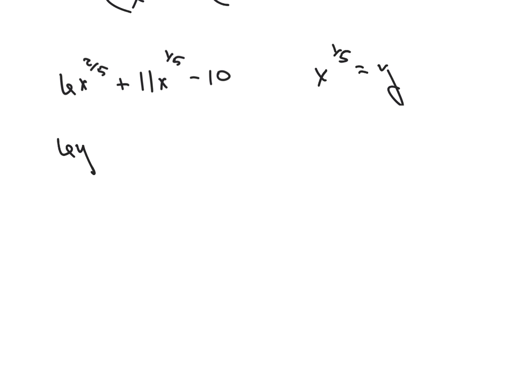So I've got 6x to the 2/5, and I've got 11x to the 1/5 minus 10. Okay, so I'm going to make x to the 1/5 equal to y. And this changes it to 6y squared plus 11y minus 10. So now I can go ahead and do the math.